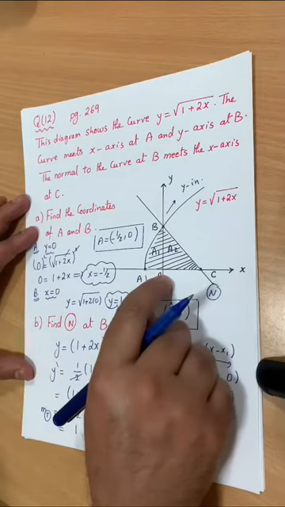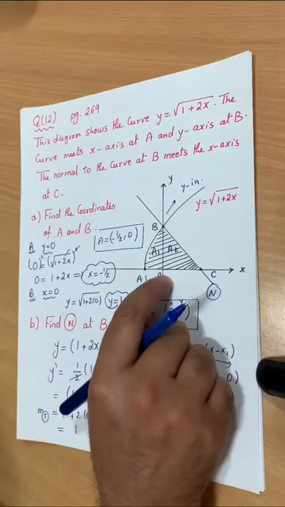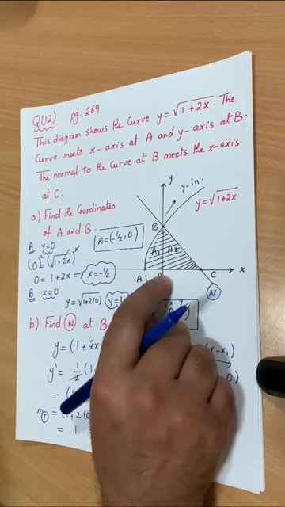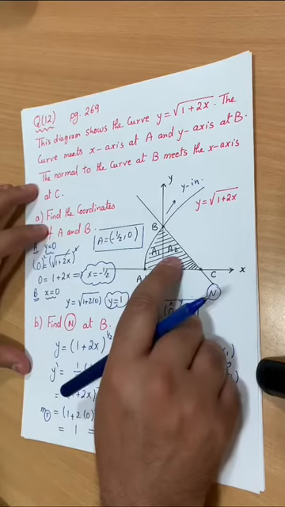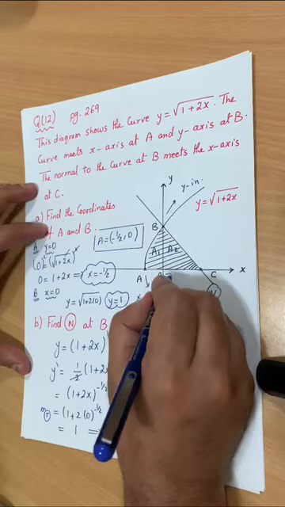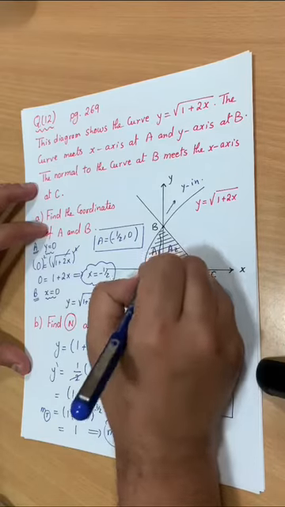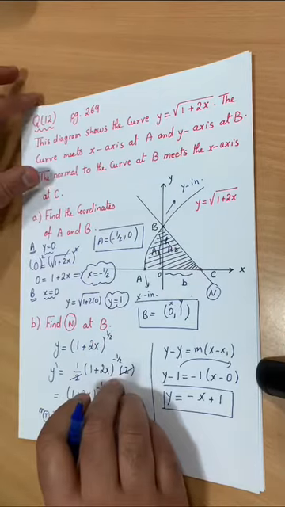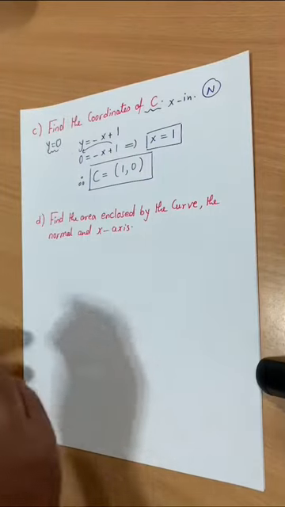From A to 0, we're going to find that using area integration from A to 0, and then area 2 is the area of a triangle, which is half base times height. This is the base and this is the height. Let's find area 1 first.